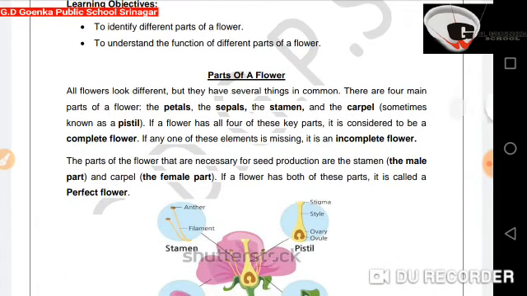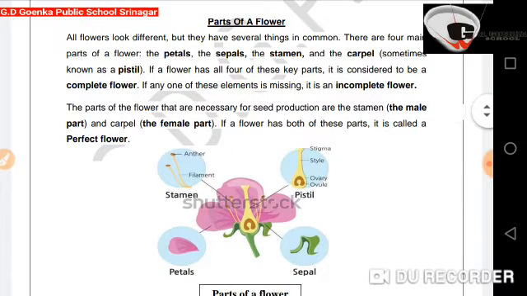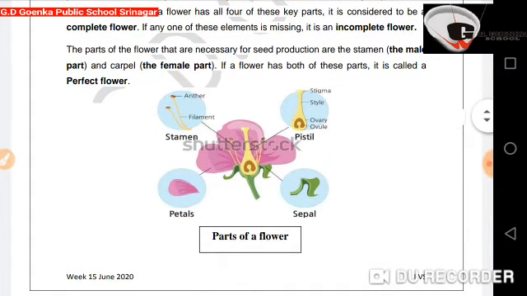All flowers look different, isn't it? But they have several things in common. So there are four main parts of a flower: the petals, the sepals, the stamen, and the carpel. Sometimes carpel is also known as pistil. If a flower has all the four of these key parts, it is considered to be a complete flower. If any one of these elements is missing, it is an incomplete flower.